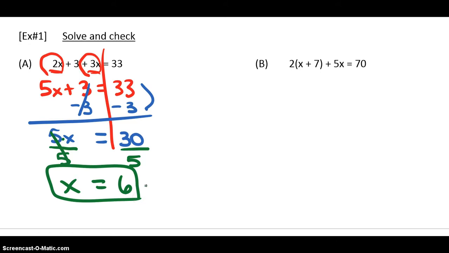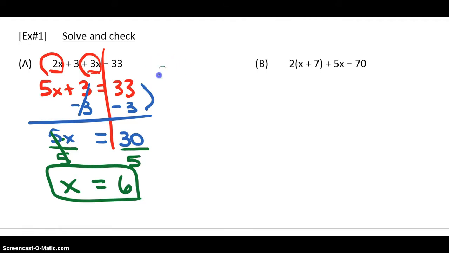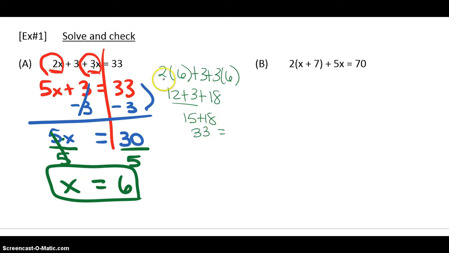Circle my answer, and then if you go back up and check, you should get 2 times 6 plus 3 plus 3 times 6, and let's see what that equals. So 2 times 6 is 12, plus 3 plus 3 times 6 is 18. This is 15 plus 18, which is 33, which is what this side of the equation was equal to. Therefore, we solved it correctly.